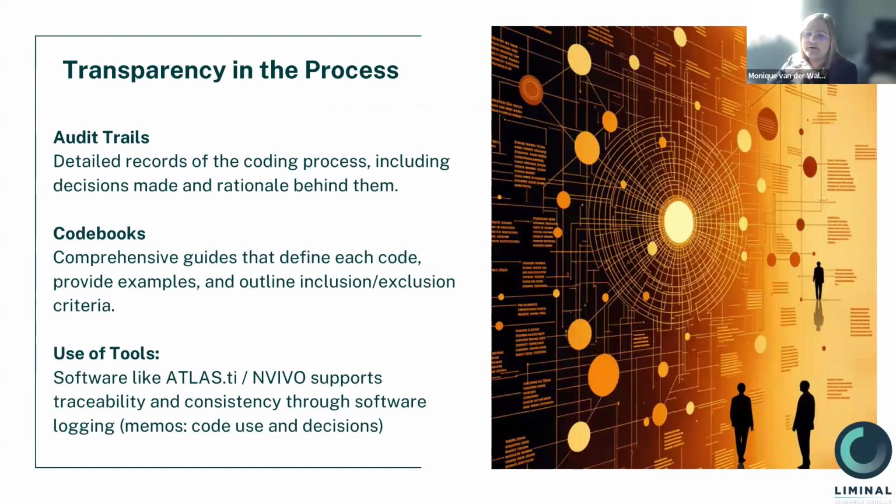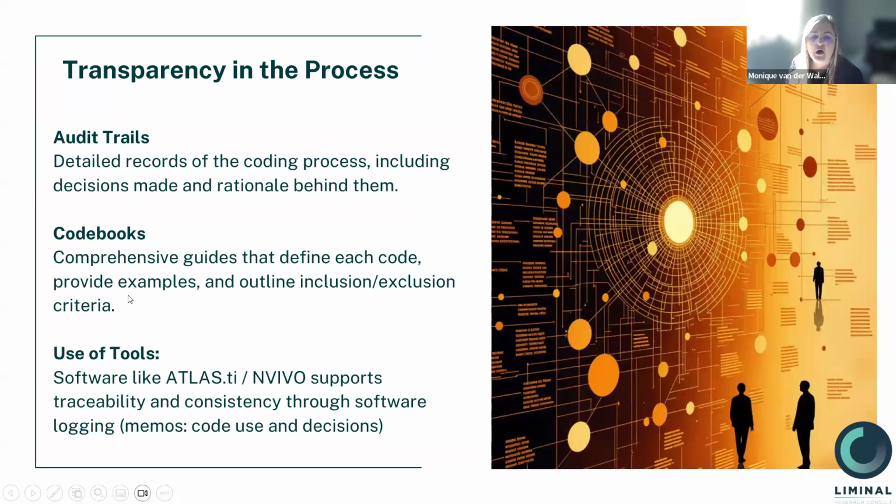We can also look at Lincoln and Guba, as well as Moser, which looks at how these strategies of trust are employed. The first one that I would like to go into is having an audit trail, making sure that you have a diary of detailed records of what you have done, how you have done it, including decisions and the rationale behind them.